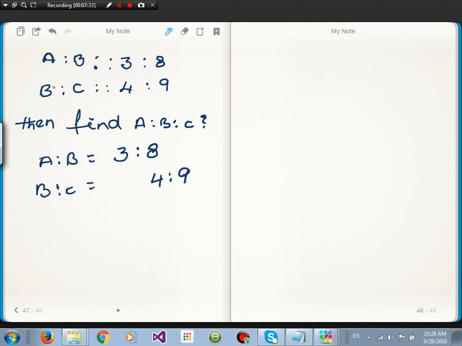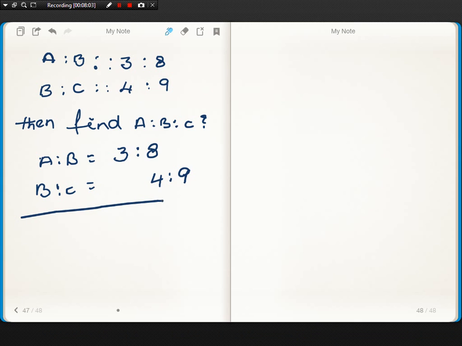So, when you look into this simple ratio, A is to B is 3 is to 8, B is to C is 4 is to 9. Now, we need to find out A is to B is to C. For this, we can write A is to B is equal to 3 is to 8. Again, B is to C, bring the B value under the B value. The B value is 8, it is also 8, 4. Now we are trying to find A is to B is to C. See how to write A is to B is to C now.